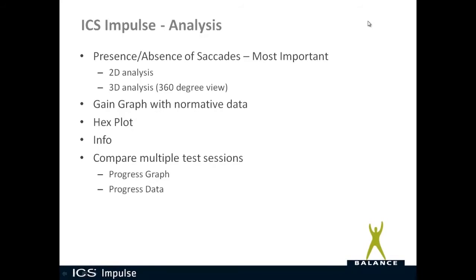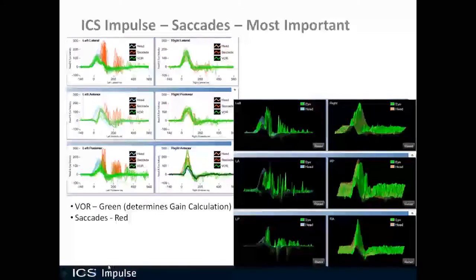So let's talk about the analysis some more. We said again, the most important thing is presence and absence of saccades. And you're going to see saccades in either 2D analysis or 3D analysis. We're going to show you some data and show you where this presents itself. The next thing is the gain graph, which has normative data. Then we're going to talk about the new hex plot, which was introduced in software version 2.0. We're going to talk about the info tab, and then how to compare tests. So how do you compare one test session to another test session? We do that by looking at the progress graph and progress data.